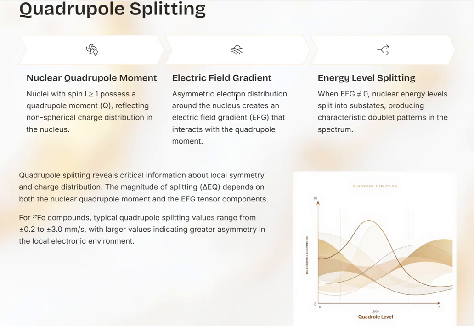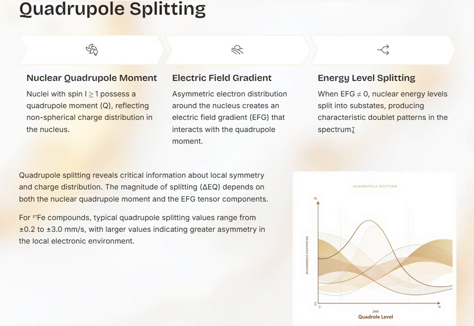Asymmetric electron distribution around the nucleus creates an electric field gradient, EFG, which interacts with the quadrupole moment. When this EFG is not equal to 0, the nuclear energy level splits into substates, producing characteristic double patterns in the spectrum.